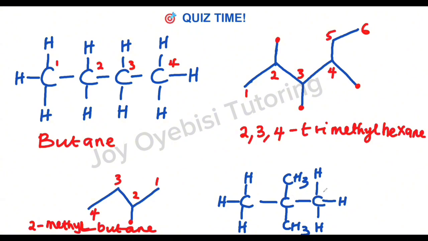If we move on to this other one, the longest continuous chain is 1, 2, 3. On carbon 2, I have 2 methyl groups attached, and that is going to be 2,2-dimethyl. Since that is 3 carbons, that will be propane. Okay, so that will be 2,2-dimethylpropane.